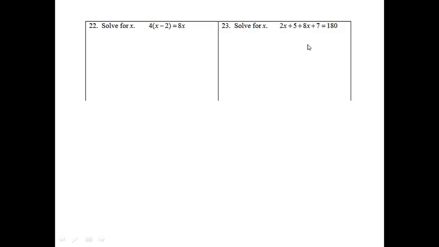Problem 22, solve for x. 4(x - 2) = 8x. Okay, the first thing that I'm going to do is get rid of my parentheses, so I'm going to distribute. I'll get 4x - 8 = 8x.